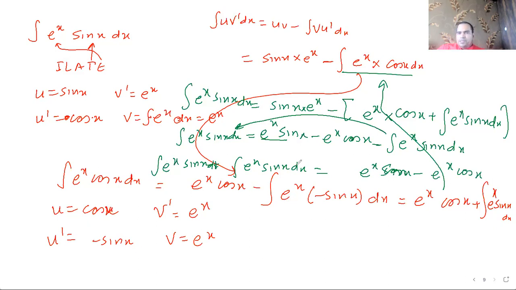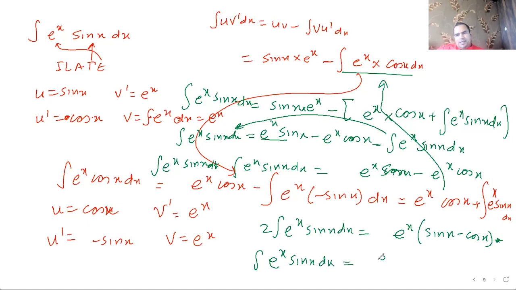If I integrate the same thing twice, it'll be 2 times the integral of e raised to x sine x is e raised to x times sine x minus cos x; we'll put the constant towards the end. So integration of e raised to x sine x will be e raised to x over 2 times sine x minus cos x, and you can put a constant c towards the end. So this is how you do the integration of e raised to x sine x, which has been asked at least multiple times in the exams.